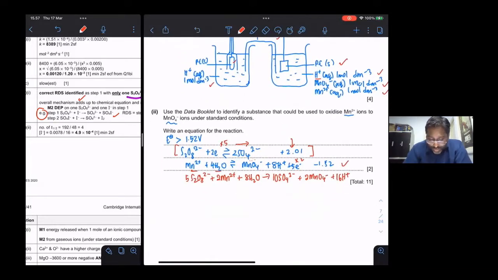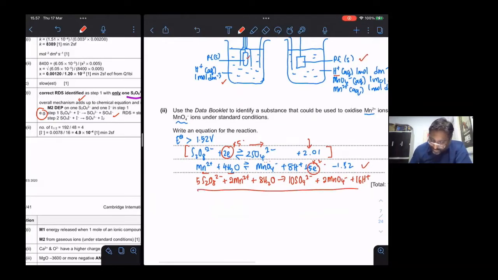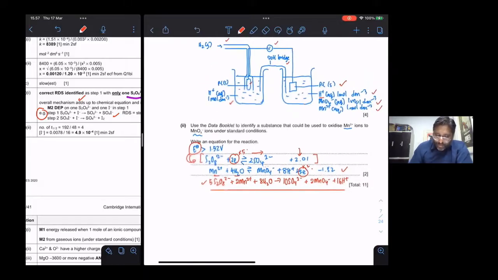And now I'm going to cancel the electrons. So we know that 2 electrons and then 5 electrons, so I need to times by 5 and times by 2, everything. So when you join all of them together, this is going to be the equation that you will get. Write the equation, and the E value. Under what basis did I select this? Because I want something more positive than 1.52 volt, the E value, so that it is possible to oxidize the Mn2+ to become MnO4-. This is important. So 2 marks done.